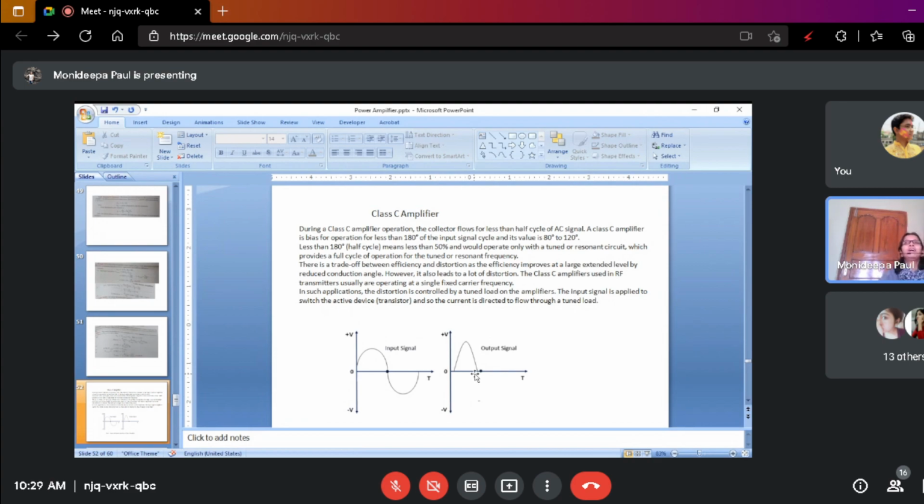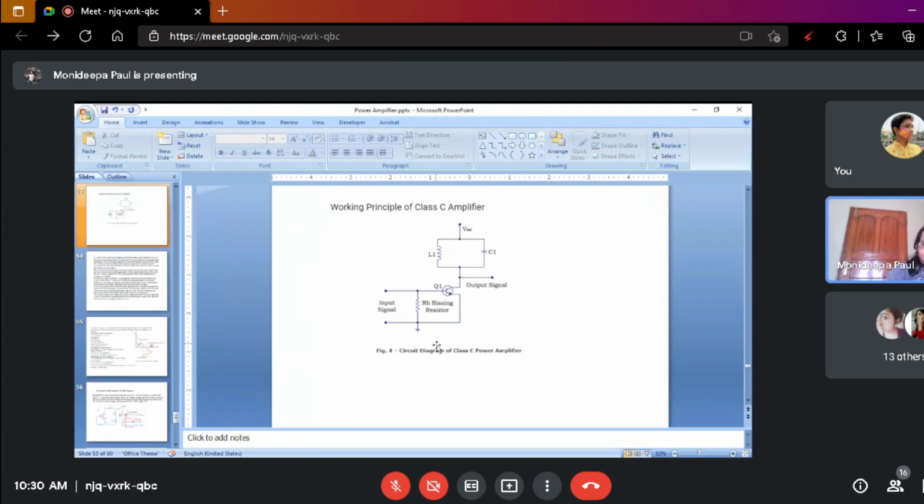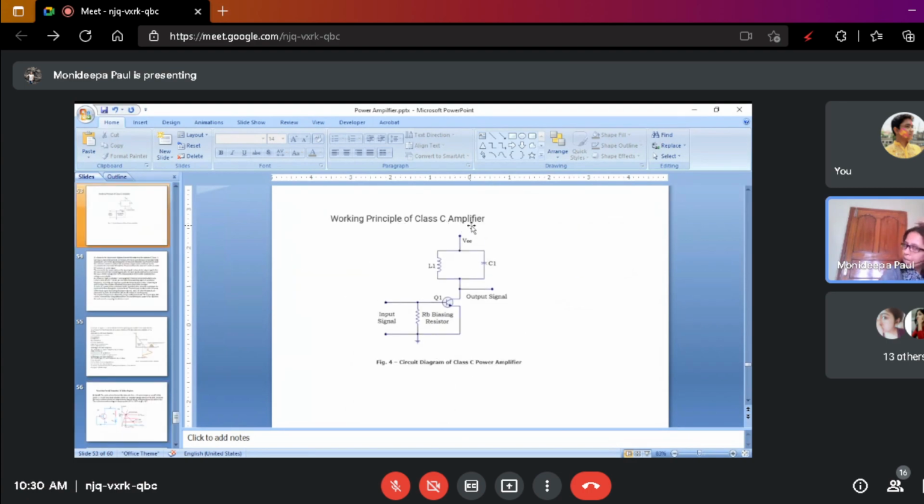If we decrease the output signal angle, that is the conduction angle of the transistor, then we get the distorted signal. So here, this is the distorted. Actually, class C amplifiers are used in radio frequency signal cases. This is the working principle of class C amplifier.